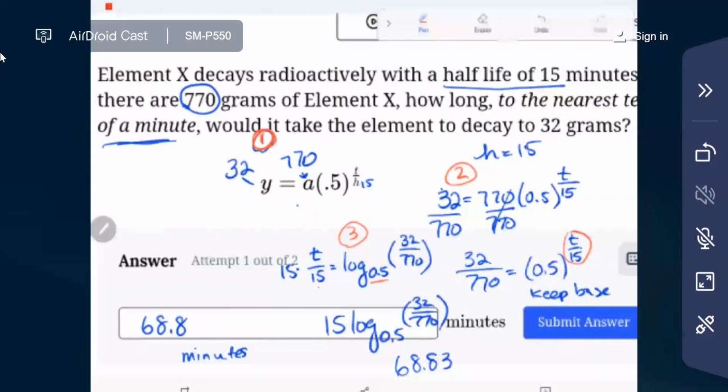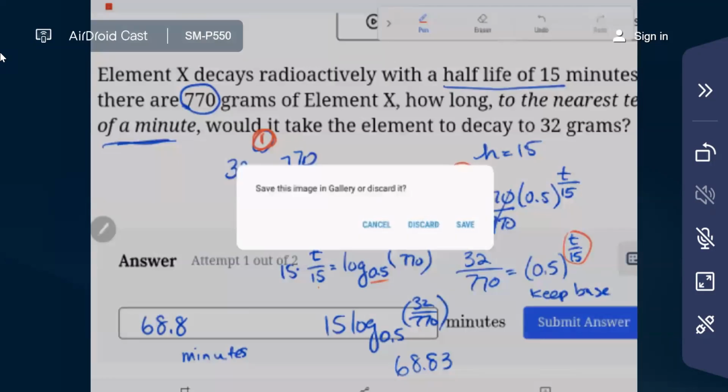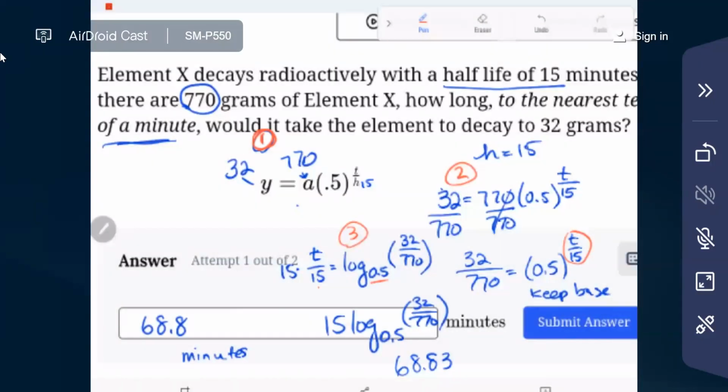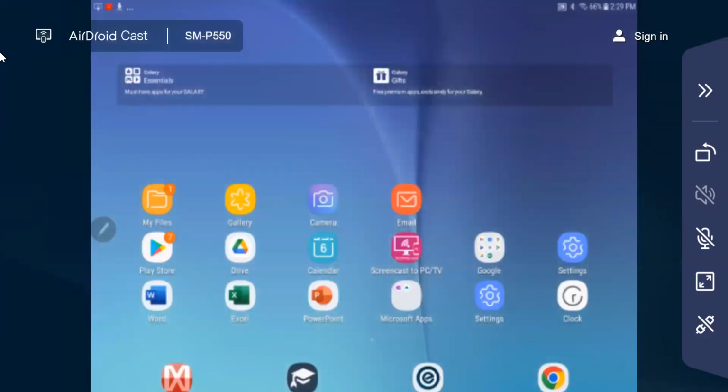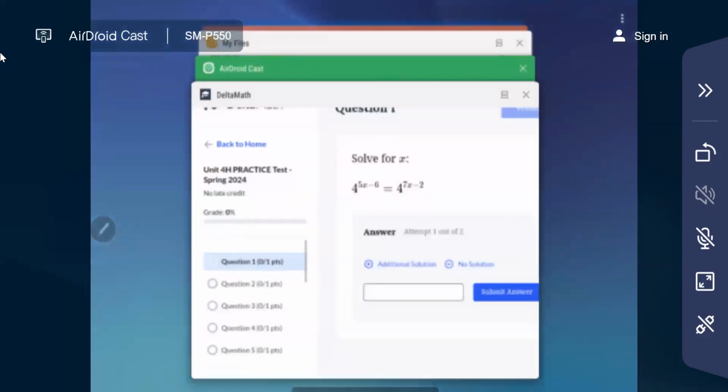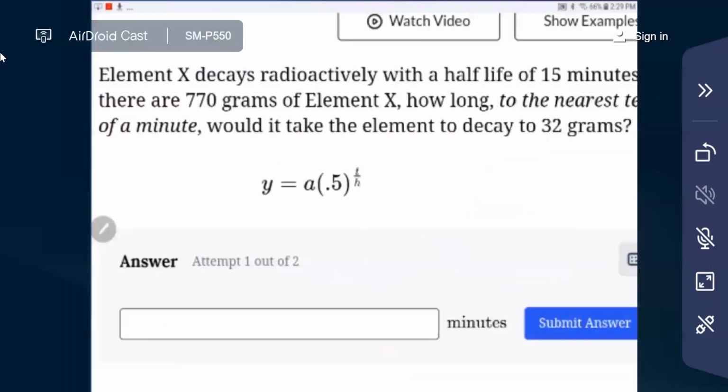Oops, wrong thing. All right. Oops, I lost my. There we go.